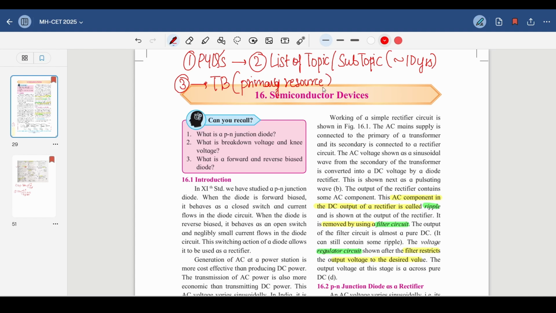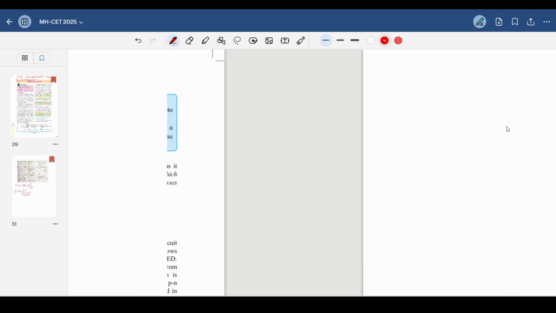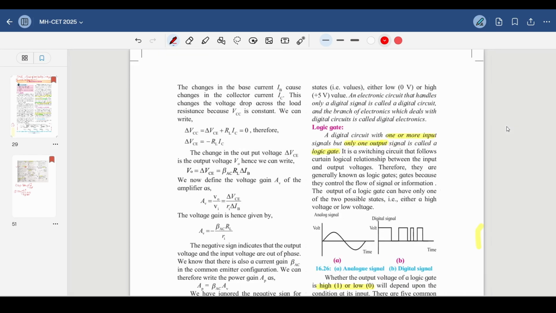It can be your NCERT as well. If you are preparing for any other exam, like Karnataka CET, it can be the textbook from Karnataka, whatever. The third step is to go through the primary resource that you are studying. In this case, it's our Bharati 12th standard book, right? So this is how you study. I'll show you one more example by explaining logic gates, and then we will also solve a few questions on logic gates.